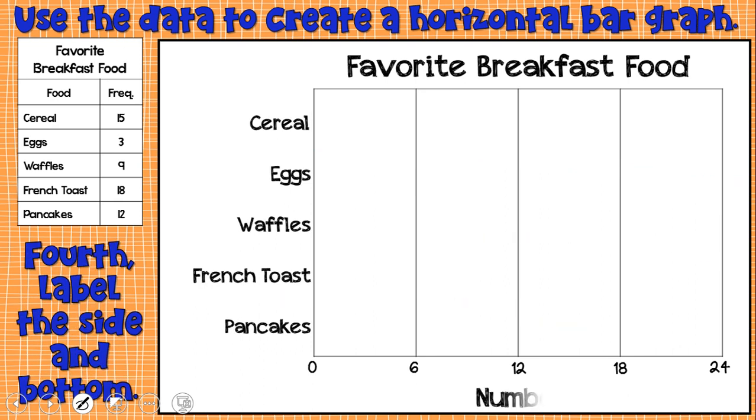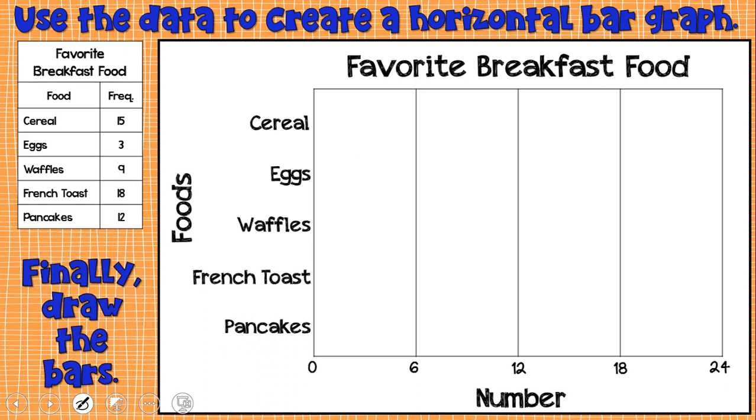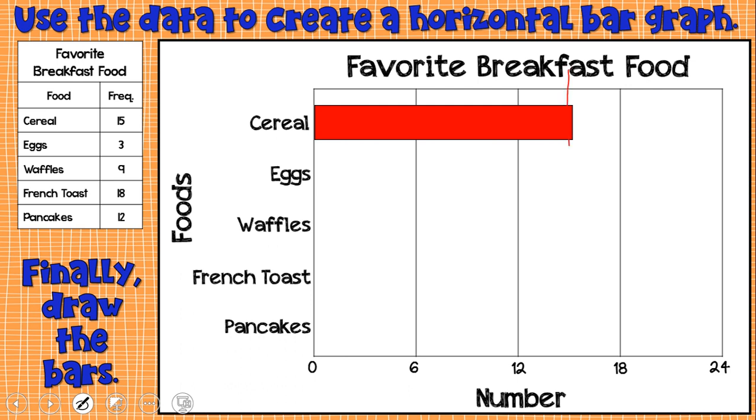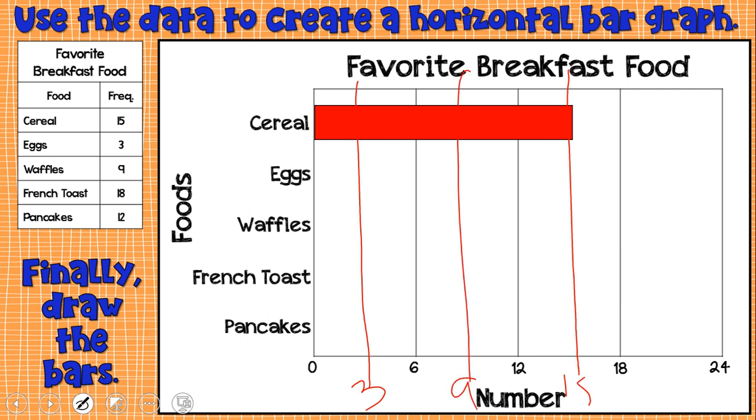And then we label. That's the next step. So we have our number at the bottom, foods on the side, and then we draw our bar graph. Last step, step 6. So remember, cereal was 15. Okay, now this one's a little bit tricky, but remember, if we counted in 3s, that would be 3, that would be 9, that would be 15, and that would be 21.